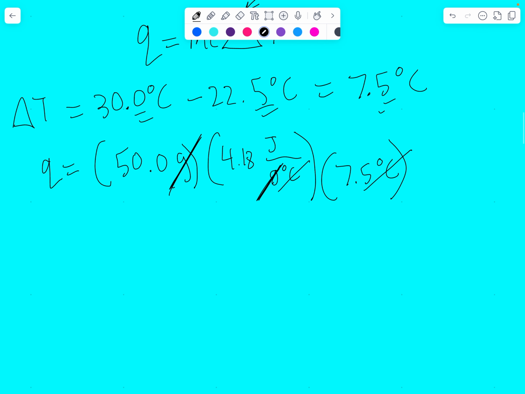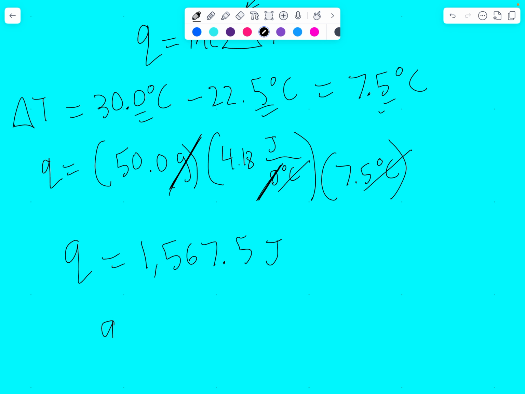So when I put this all in my calculator, I get Q equals 1,567.5 joules, right? So here's the issue. I have to make it not that many sig figs. This is way too much. I need to make it into 3 sig figs, right?